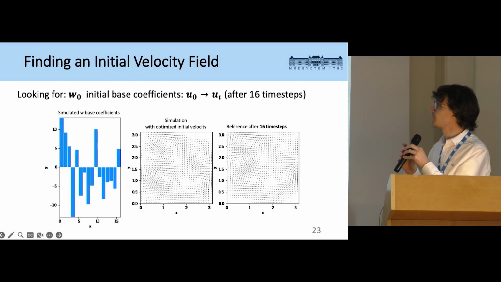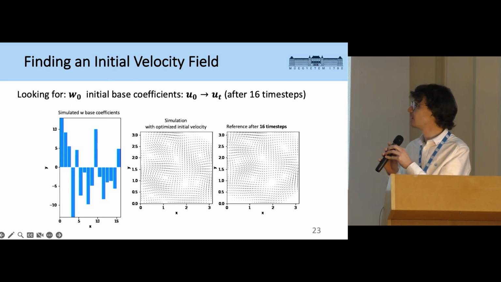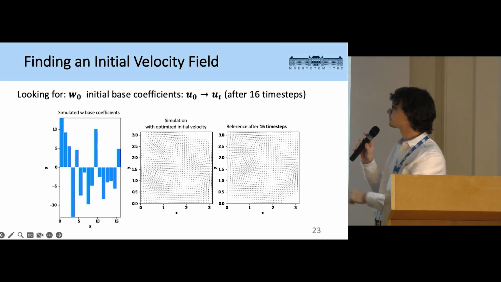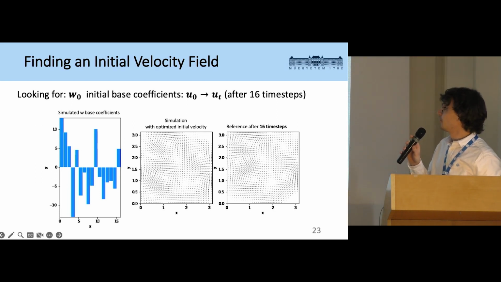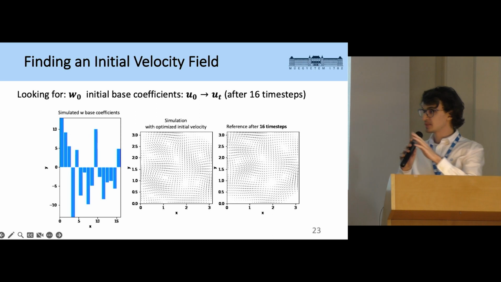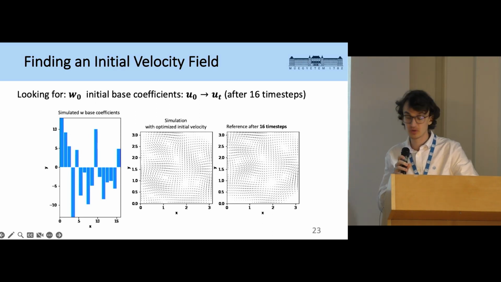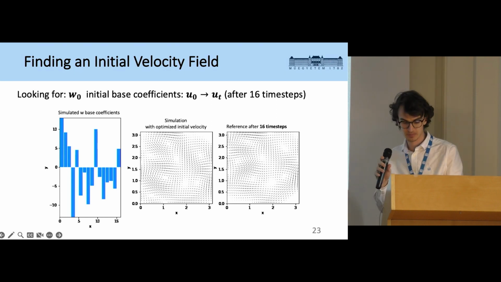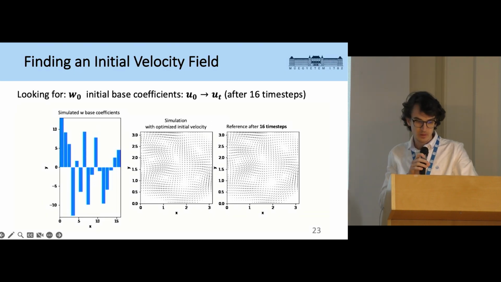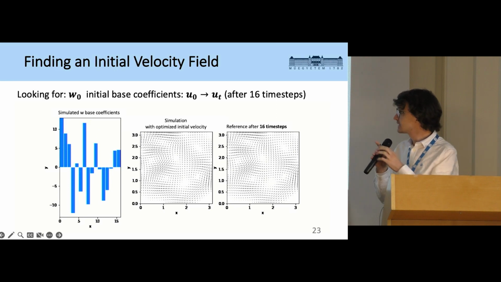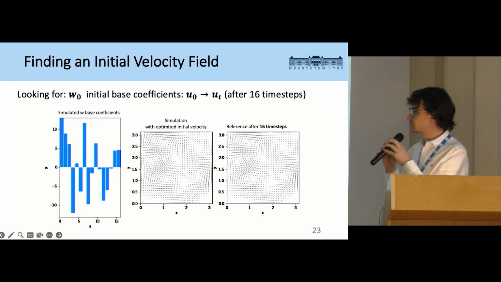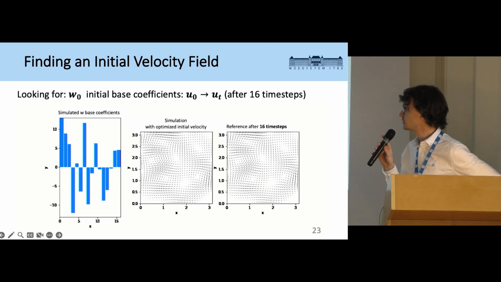But before that, let's look at the most simple optimization scenario, where we are once again looking for some initial state, more precisely an initial base coefficient vector, as plotted on the left, which, when simulated for 16 time steps and then reconstructed on a grid, will line up with a reference as given after 16 time steps.